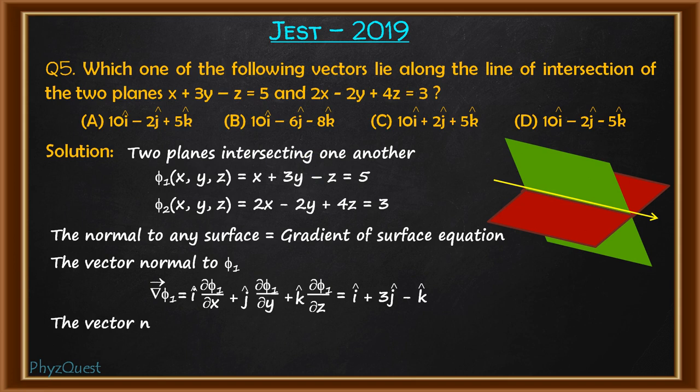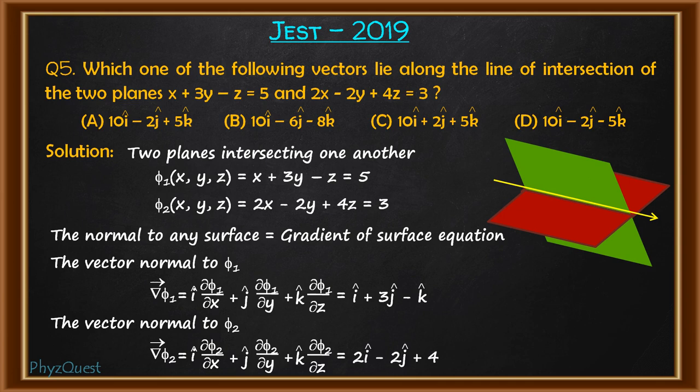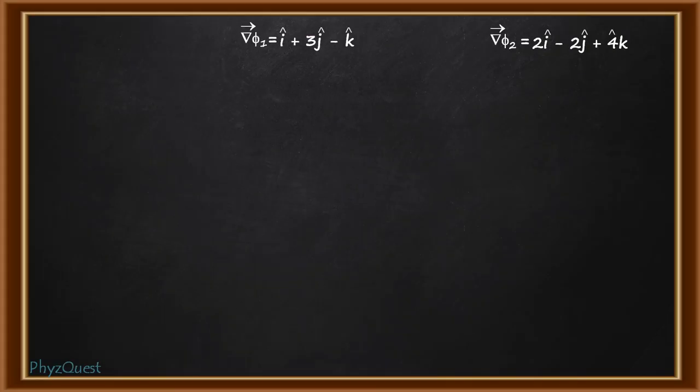Similarly, the vector normal to the second surface is the gradient of phi 2, which is i cap del phi 2 by del x plus j cap del phi 2 by del y plus k cap del phi 2 by del z, which is equal to 2i cap minus 2j cap plus 4k cap. So we have got the vectors normal to both the planes. One is normal to the first plane, the other is normal to the second plane.